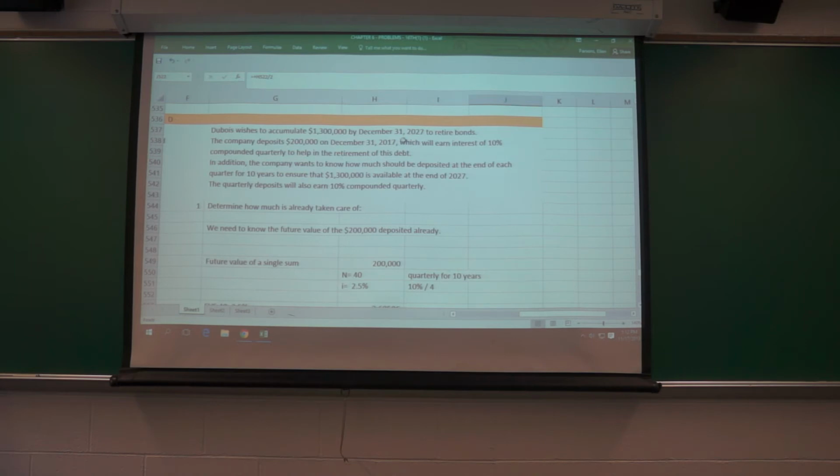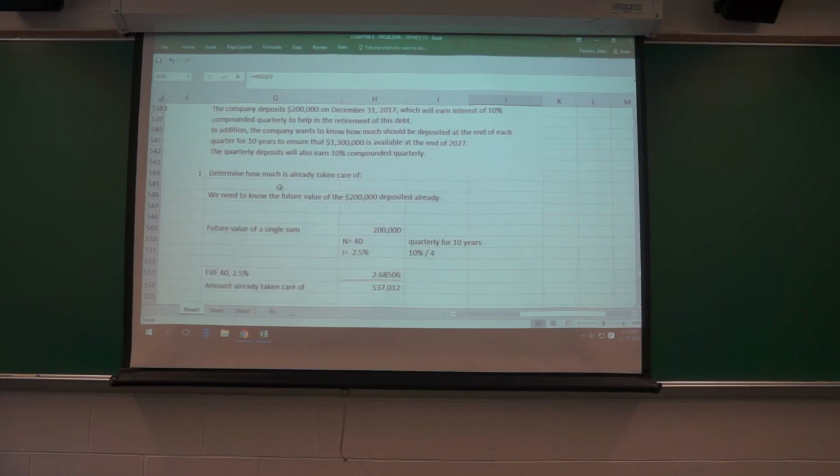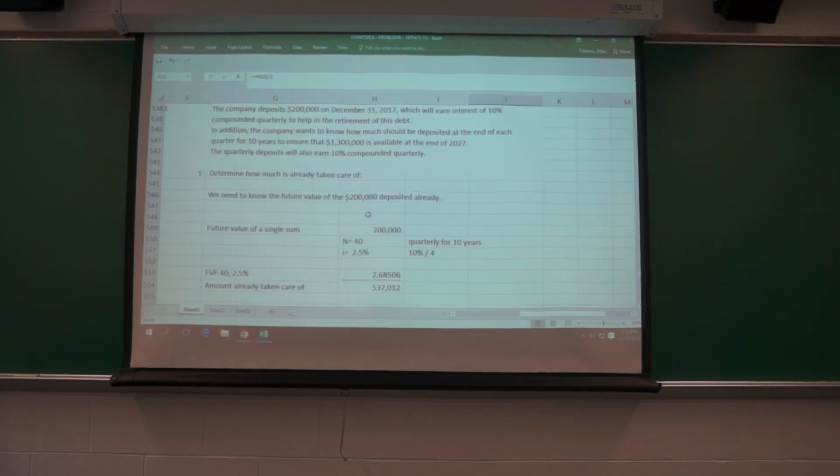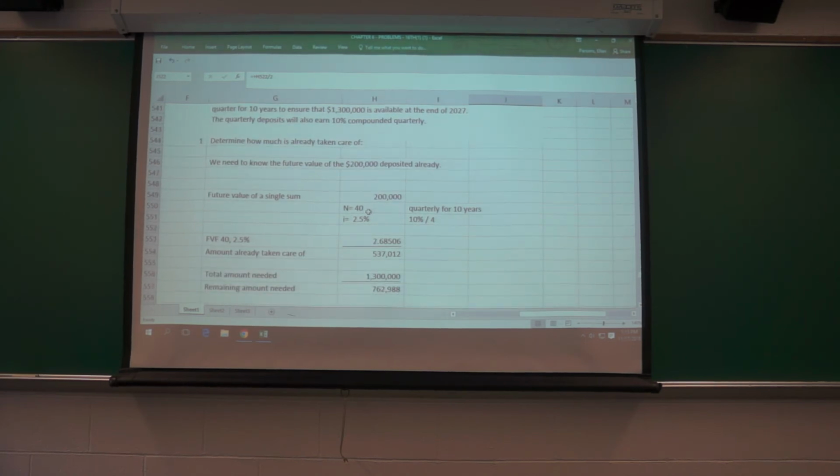Now what else is he doing? He wants to accumulate $1.3 million to retire bonds. So they deposit $200,000 at 10% quarterly. In addition, the company wants to know how much should be deposited at the end of each quarter to ensure that they've got the money to repay the bonds. So we have to determine how much is already taken care of, and then we need to know the future value of the $200,000 deposited already. This is a problem that's way more complex than I would expect you to be able to do at this point, but we'll keep going with it.